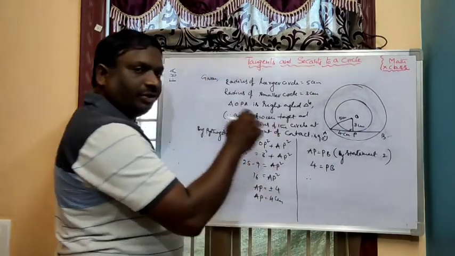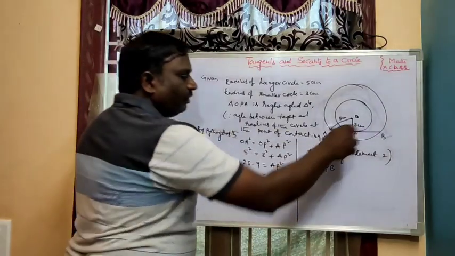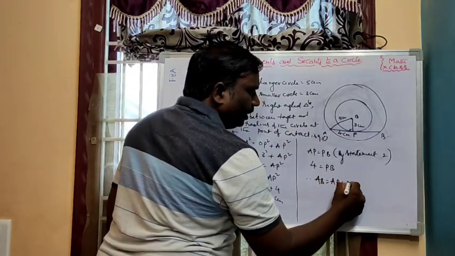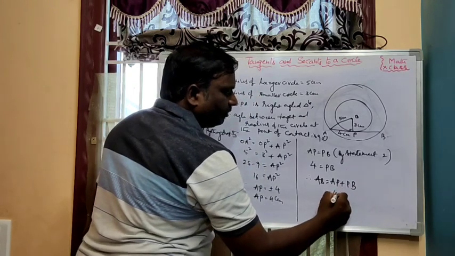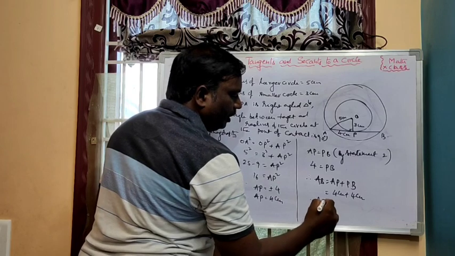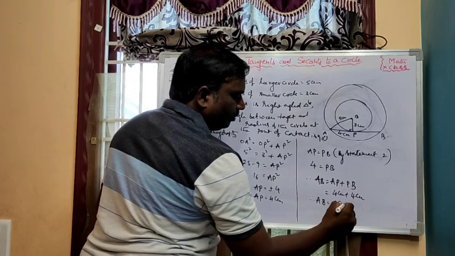Therefore, we need to find the total length of the chord. Total length of the chord means AB. AB equals AP plus PB. AP is 4 centimeters plus 4 centimeters. Therefore, total length AB equals 8 centimeters.